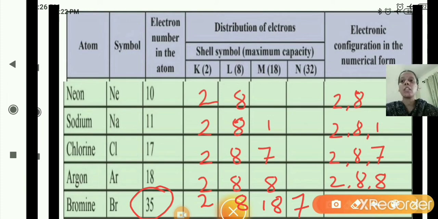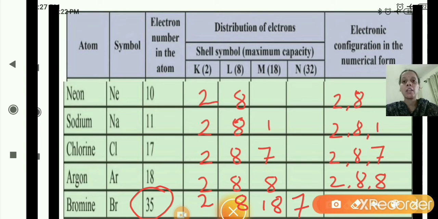Once again we will see the electronic configuration for neon, that is 2, 8, because there are a total of 10 electrons. So 2 will go in K shell and 8 will go in L shell. Sodium, total number of electrons 11, 2 will go in K shell, 8 in L shell and 1 in M shell. So the electronic configuration is 2, 8, 1. Next, chlorine, total number of electrons 17, 2 in K shell, then 8 in L shell and 7 in M shell, right? So the electronic configuration is 2, 8, 7.